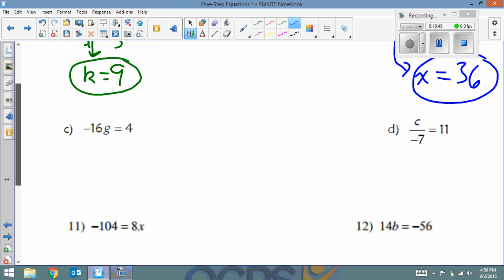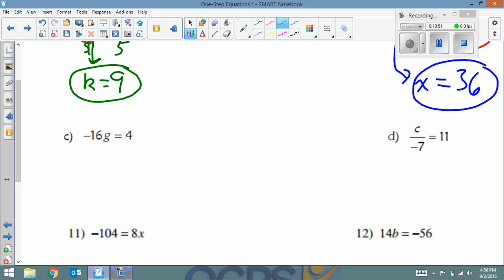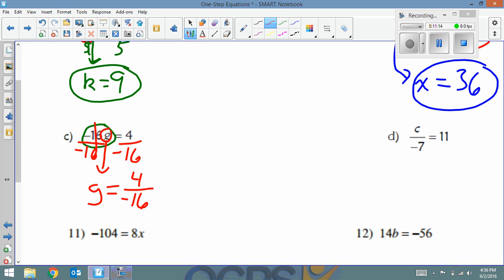Alright, let's do some more examples. So in this again, circle my number and my letter. Right now, the number and letter are right side by side, so that means that it's being multiplied. So in this case, the opposite of multiplication is division, so I'm going to divide by both sides here. Okay, that g is going to come down, so I'm going to get g is equal to 4 over -16. But the problem with fractions is you have to reduce them.